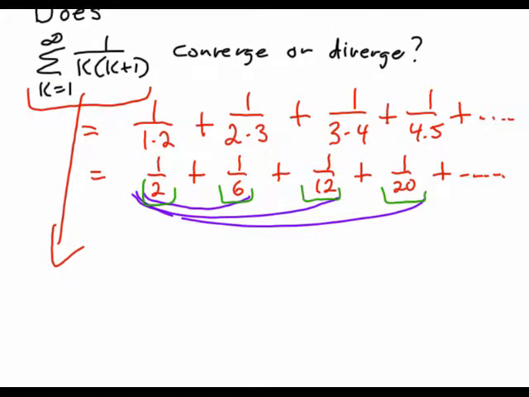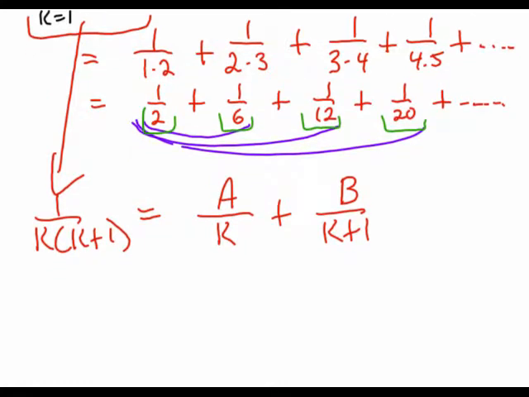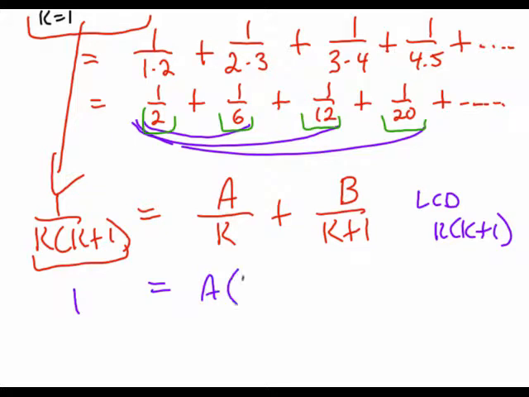But what we're going to do is take our sequence expression and break it up as the sum of two fractions. So we're going to use the approach of partial fractions that we used earlier with integration and try to break this up into the sum of two individual fractions. What I'm going to do is multiply both sides by the LCD, which is k times k plus 1, and that would give me 1 equals a times k plus 1 plus b times k.